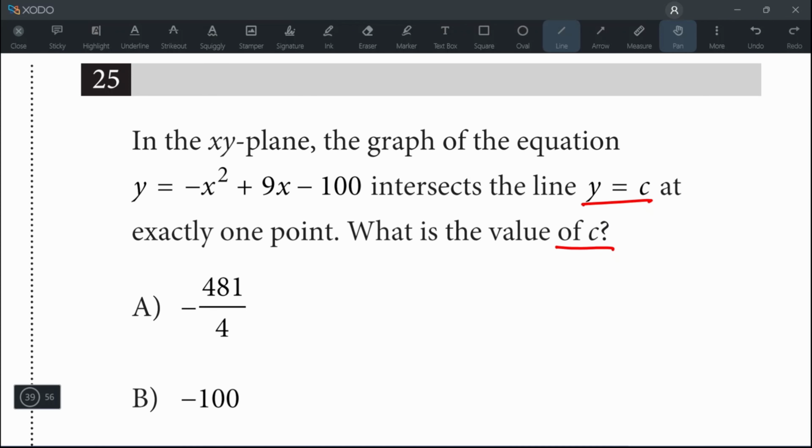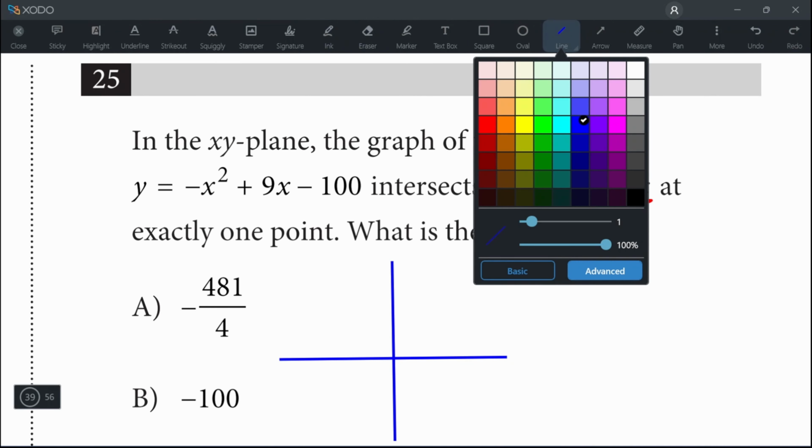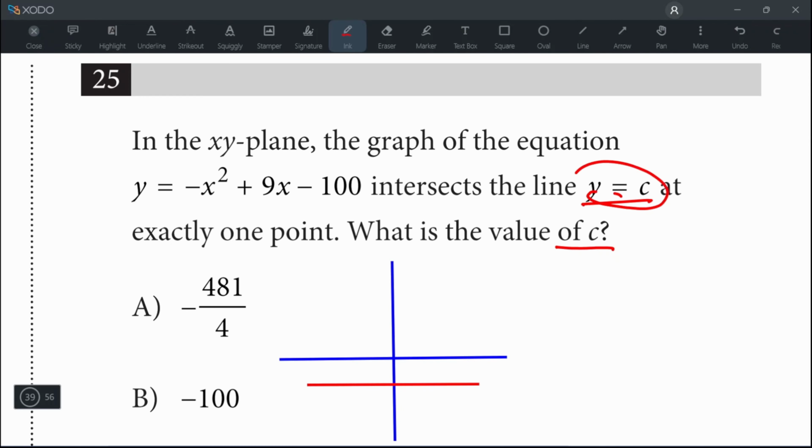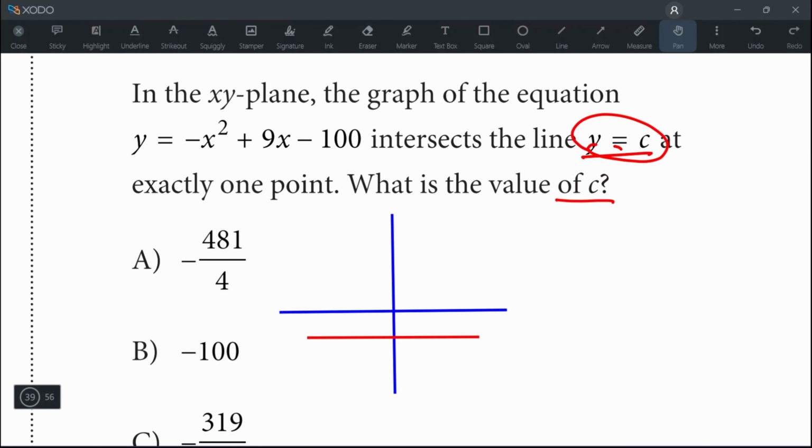So let me draw an xy plane. Let's say that's our xy plane, and that's our horizontal line here. That one is y equals c. The quadratic function intersects that line at exactly 1 point, which is this point here. You should notice that this point is actually the vertex of this quadratic function. You should also know that a vertex is just a point on the xy plane, and this point has an x and a y value.